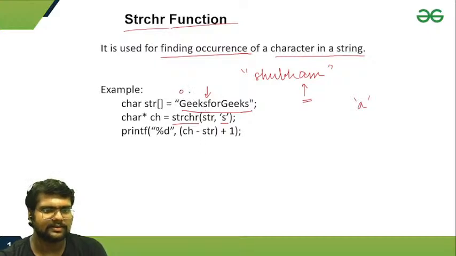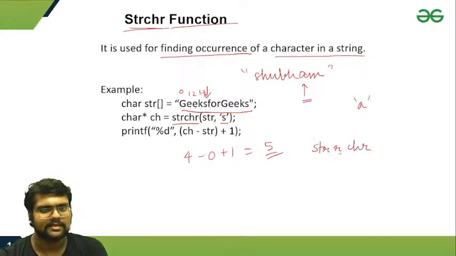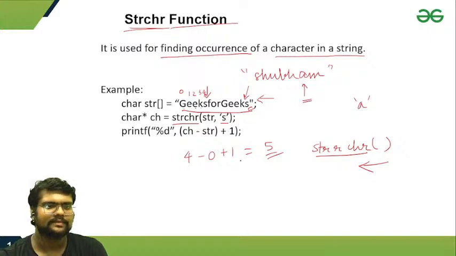It is currently at index 4, so it will be 4 minus 0 plus 1, which is 5. So it is the fifth character from the start: 1, 2, 3, 4, 5. So s is the fifth character from the starting of the string. If we want to find the occurrence of the character from the right, then we can use the function strrchr. It will search in the reverse direction, so the first occurrence from the right side is this, and it will return this pointer. So this is about the strchr function.